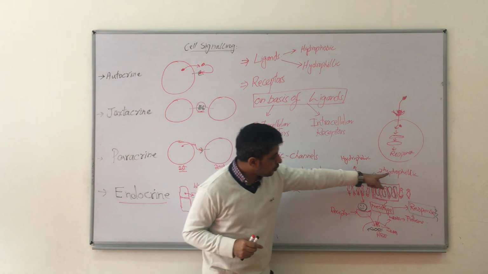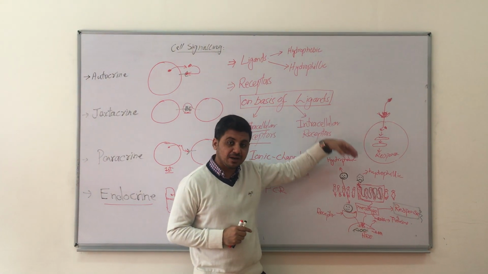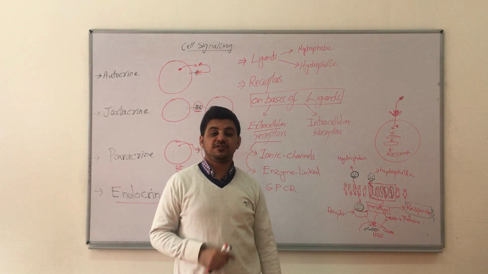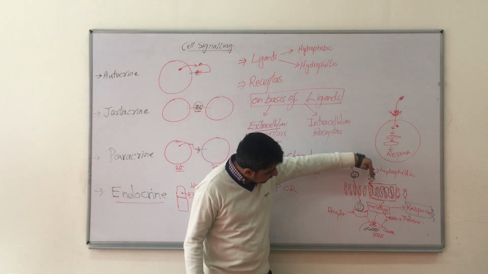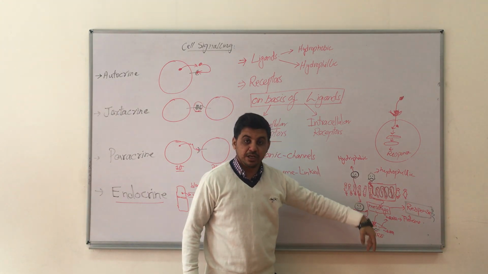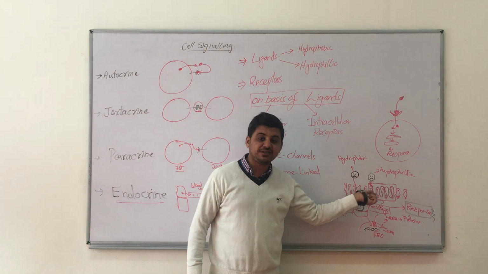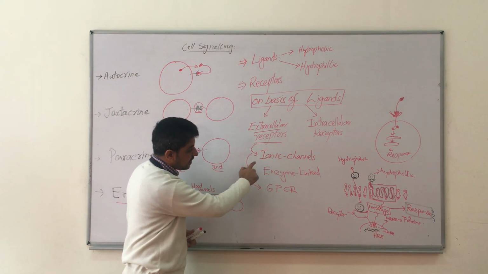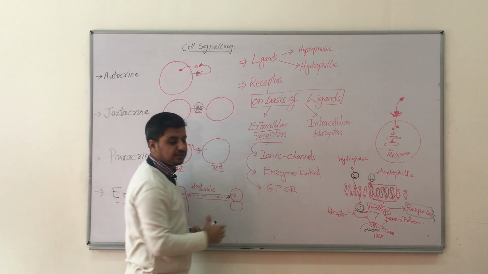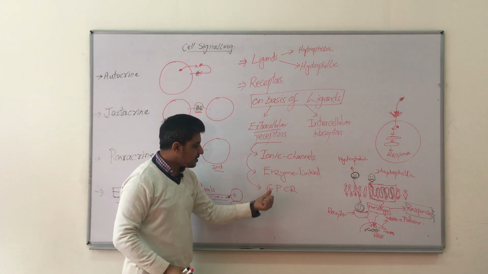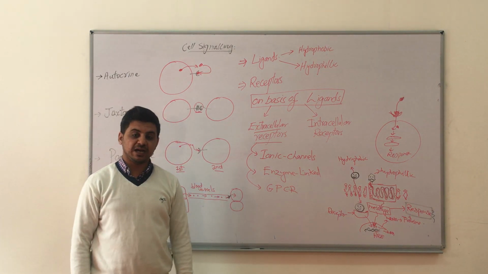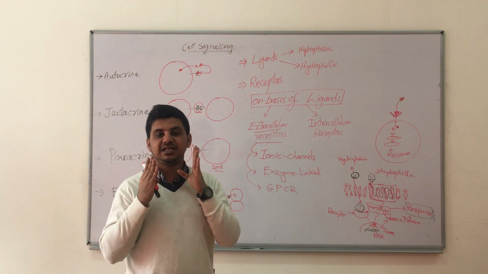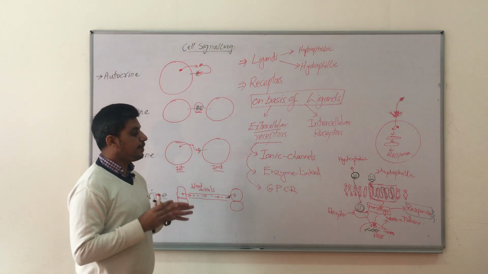And second, I have told you about the hydrophilic compounds. Those hydrophilic compounds attach on the surface of the membrane with the surface receptors, and then the signal is transferred inside the cell. Now the main thing is about these surface receptors. What are those surface receptors? Those surface receptors are the extracellular receptors. I have told you there are three types of surface receptors: ionic channels, enzyme-linked receptors, and GPCR. They will act differently. They will give their signal inside the cell with a different mechanism, with a different pathway.